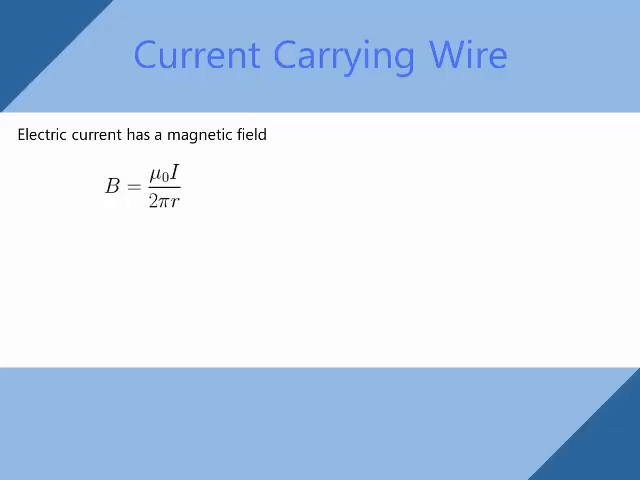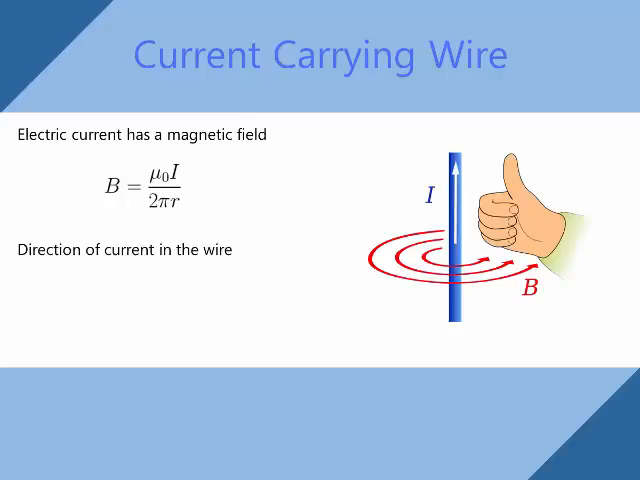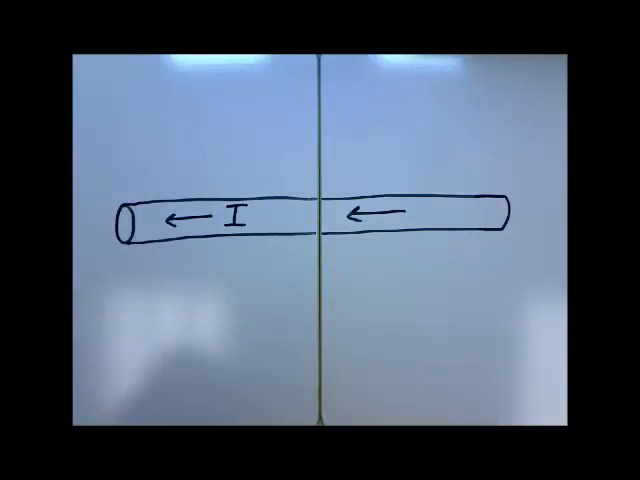As electric current is technically nothing more than charges moving down a wire, current has a magnetic field. In this equation, B is the magnetic field, I is the current traveling in the wire, and R is the distance away from the wire. The magnetic field due to the current in the wire will circle the wire, depending on the direction of the current in the wire. In this example, we have a current-carrying wire where the current is moving to the left.